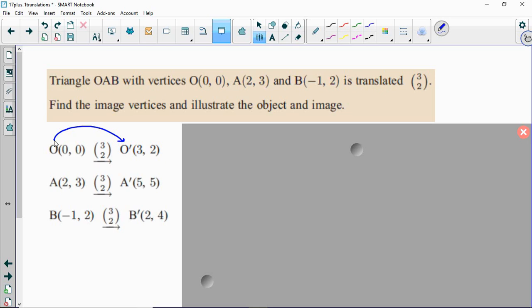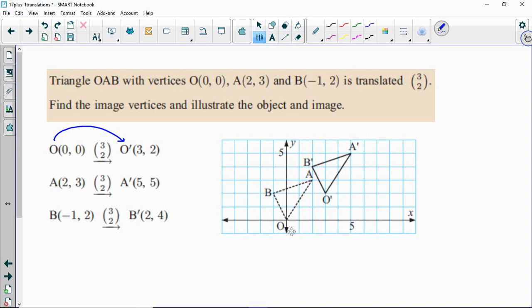Anyway, now that we have our new 3 points, we can just draw the triangle, and here's a picture of the whole situation. We have the original triangle, which has dotted lines. Every single point gets moved 3 units right, 2 units up. We have our new triangle, O prime, A prime, B prime.